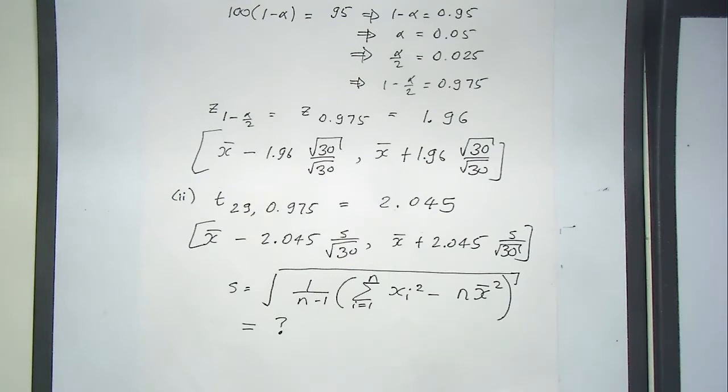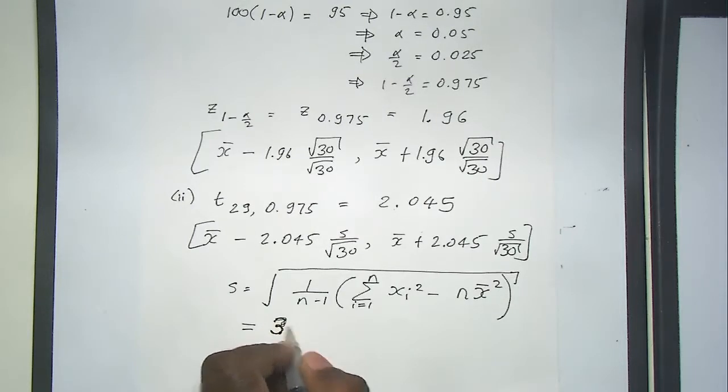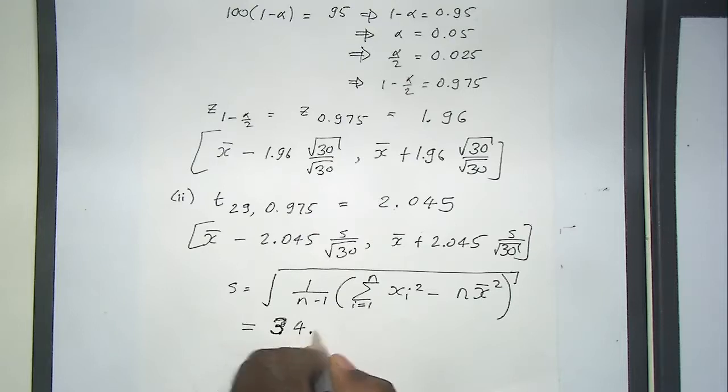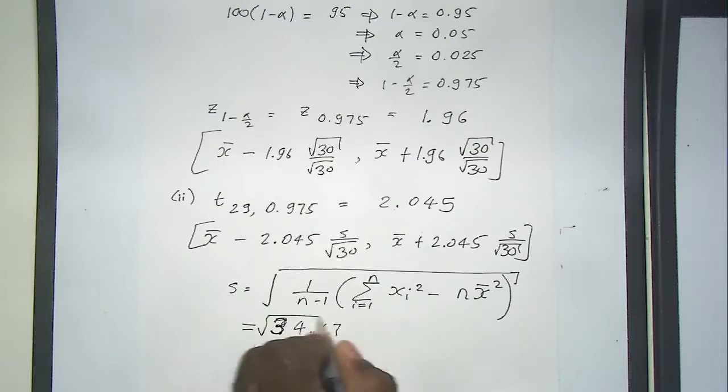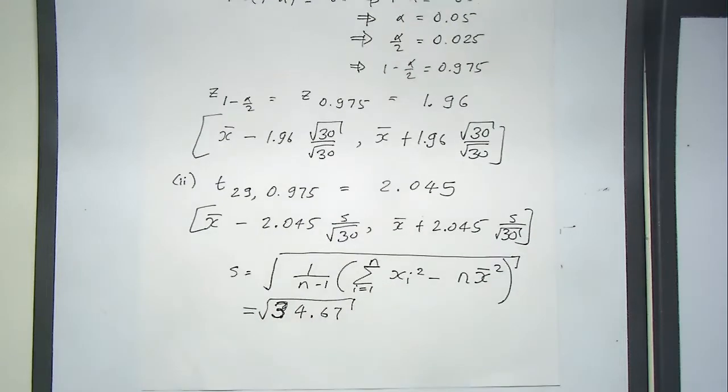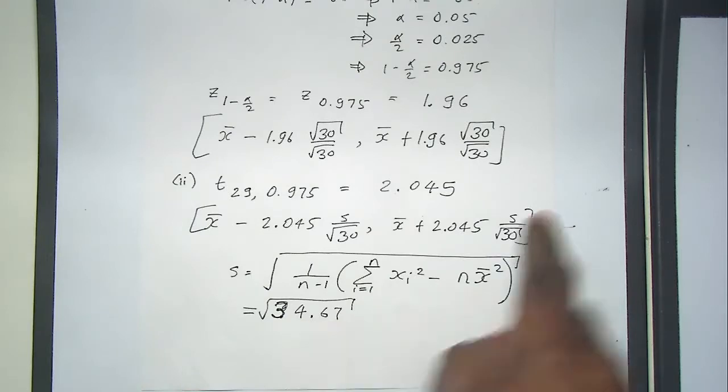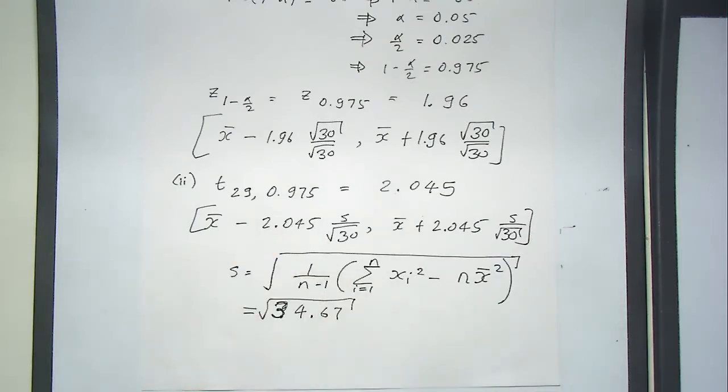You should be able to work this out to be the square root of... let me show you. If you work it out, it should be the square root of 34.67. Okay. Now once you put this back into this, you will get the 95% confidence interval.